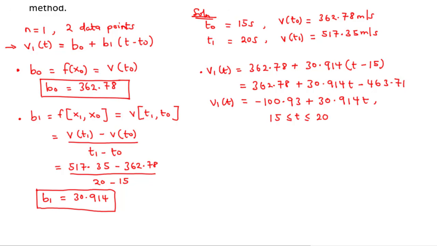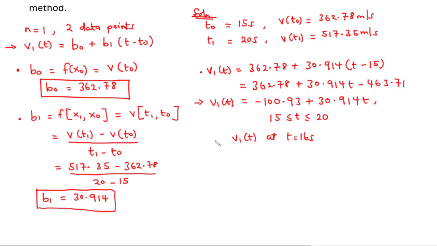Realize that this is the same expression that we obtained when we were doing direct methods of interpolating and considered the first order polynomial. We obtained this same expression for the velocity function. So from this, we want to find v1 of t at t equals 16 seconds.